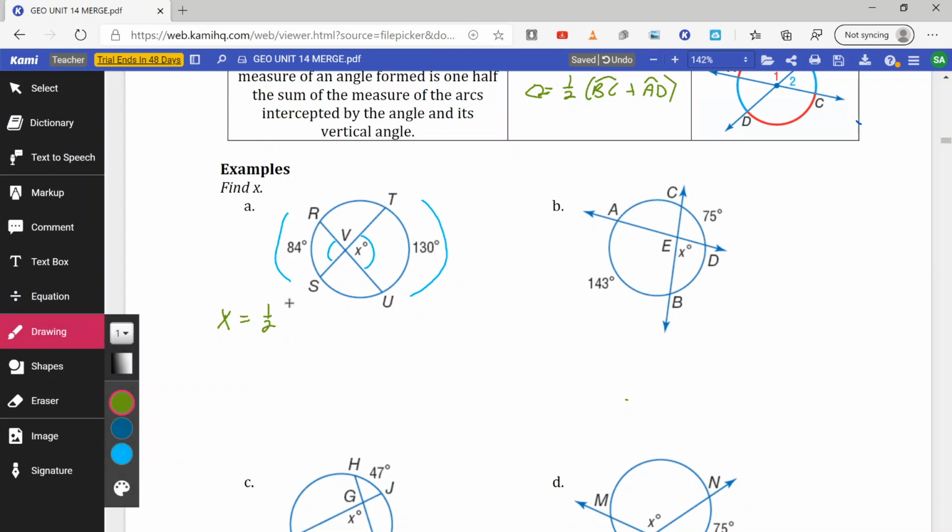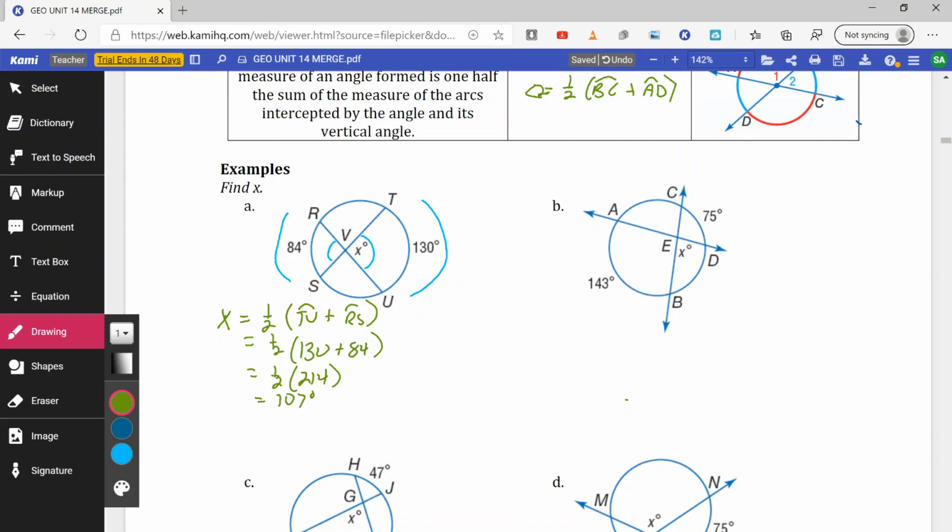So it's going to be half of arc TU plus arc RS, which in this case, we already have the measures of: 130 plus 84. Well, 130 plus 84 gives me 214. And when I cut it in half, we get 107 degrees. So that is our angle measurement x, 107 degrees.